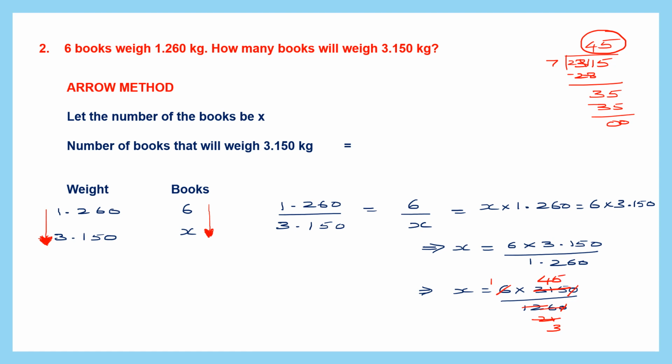So I'm going to use that 45 here. Now I can cancel 45 and 3. 15 threes are 45. So cancel, 3 ones are 3 and 3 into 15 is 45. So I've got my answer. X is equal to 15. Okay, let me circle that. And what is X? We said let the number of books be X. So the number of books that will weigh 3.150 kg is 15. So let's write our answer there: 15 books. So this is how we do the arrow method. With a lot of practice, this becomes very easy.